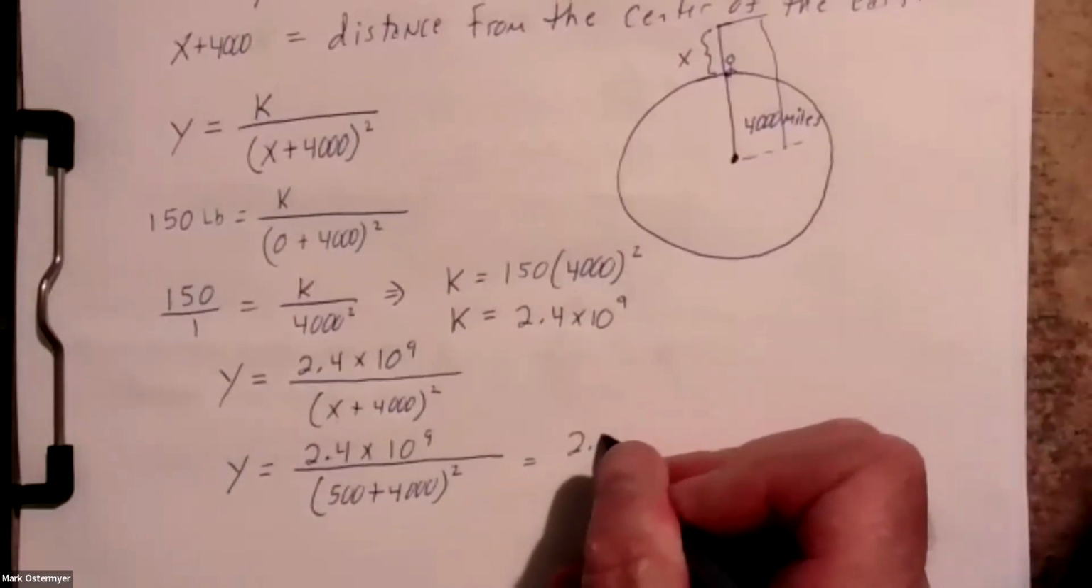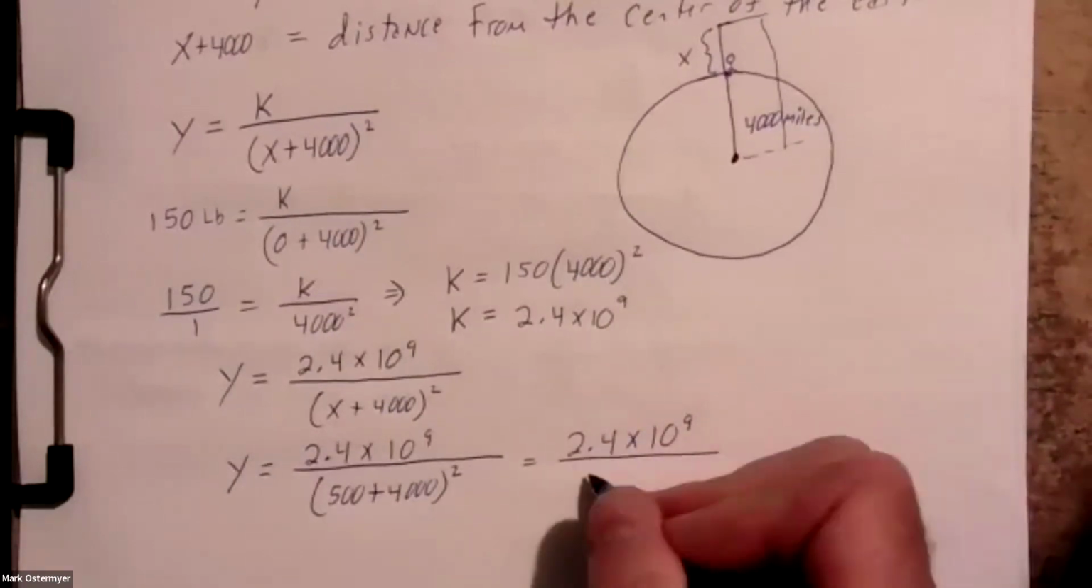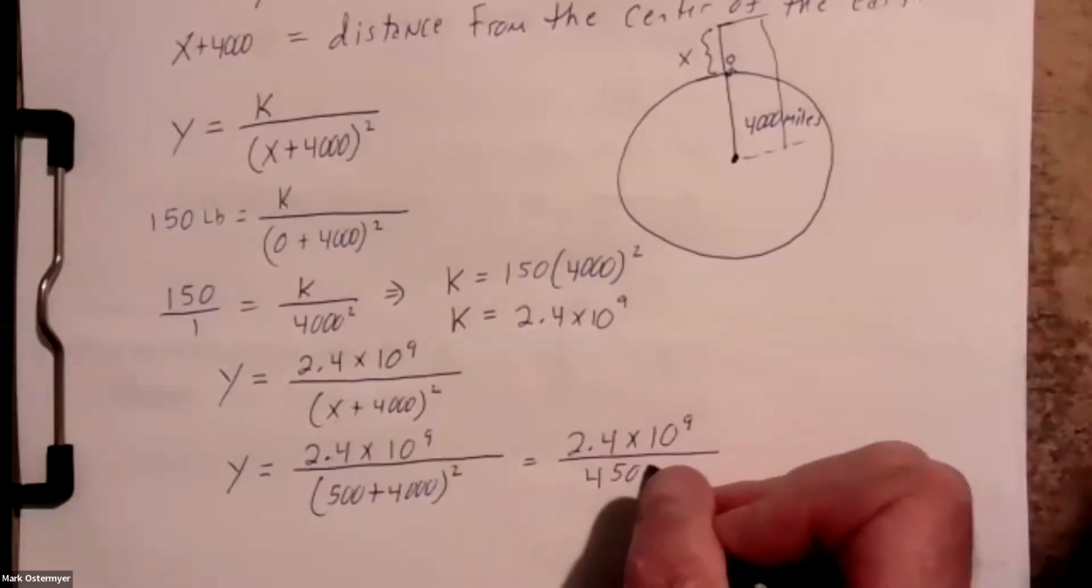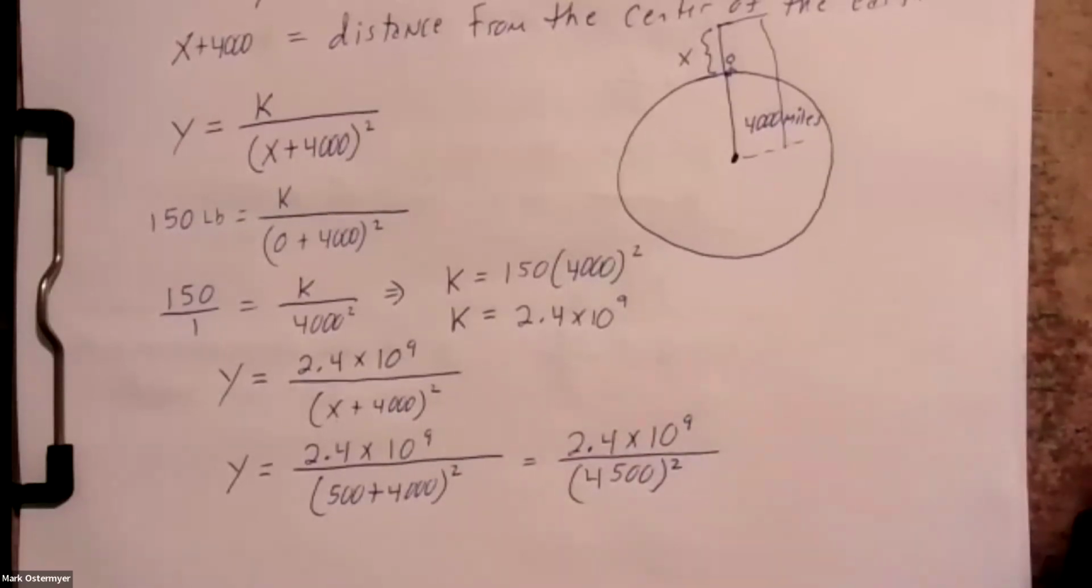So 2.4 times 10 raised to the 9th power divided by 4,500 squared. Get on your calculator and see if you can dial this up. Make sure you can do that on your calculator, if nothing else. And just try to find out how heavy this woman's going to weigh if her body starts moving further and further away from the surface, from the center of the earth. The attraction of gravity would be less. And so therefore, I surmise her weight is going to start to decrease the further she moves away from the center of the earth.